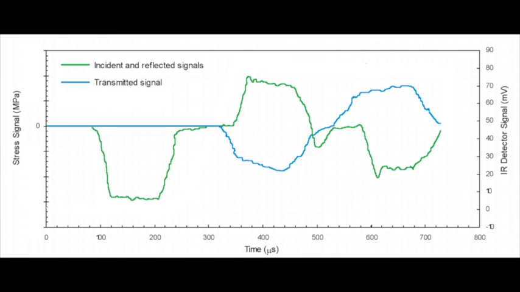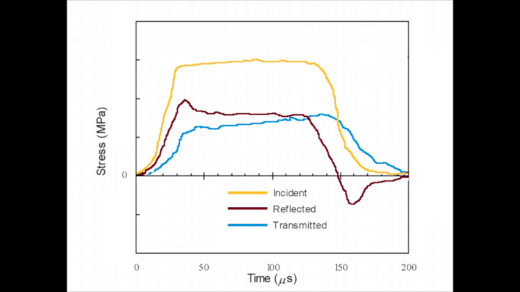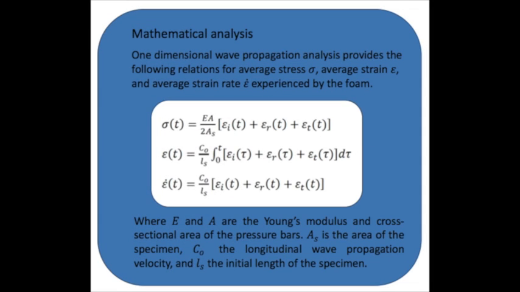Run times for each test are in the range of 800 microseconds. Time shifting of the collected data is used to determine the energy propagation throughout the bars. A one-dimensional wave propagation analysis is used to determine the average stress, average strain, and average strain rate experienced by the foam.